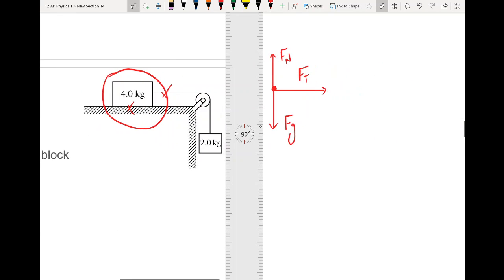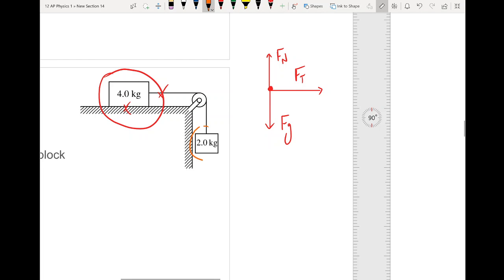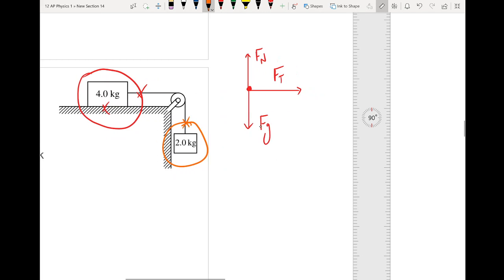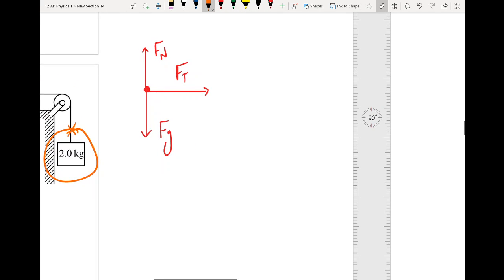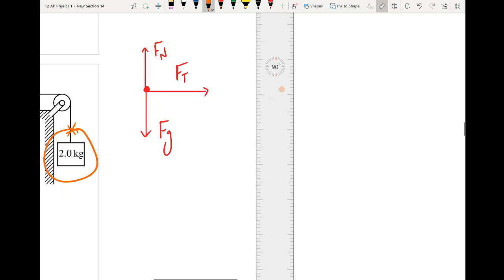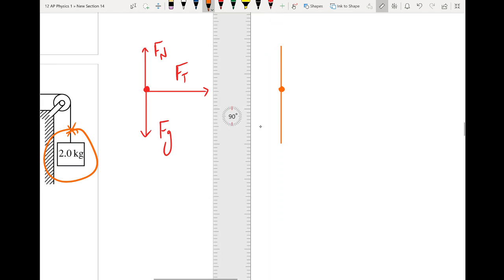So we have this situation for our 4 kilogram block, and now we can do the same thing with our 2 kilogram block. So again, I'm going to circle it. I can identify the points of contact, and really the only thing contacting it seems to be that rope. So let's say, okay, this is my 2 kilogram block. And then there is a downwards force and an upwards force. My upwards force is from that contact, that tension, and my downwards force is this gravitational force.